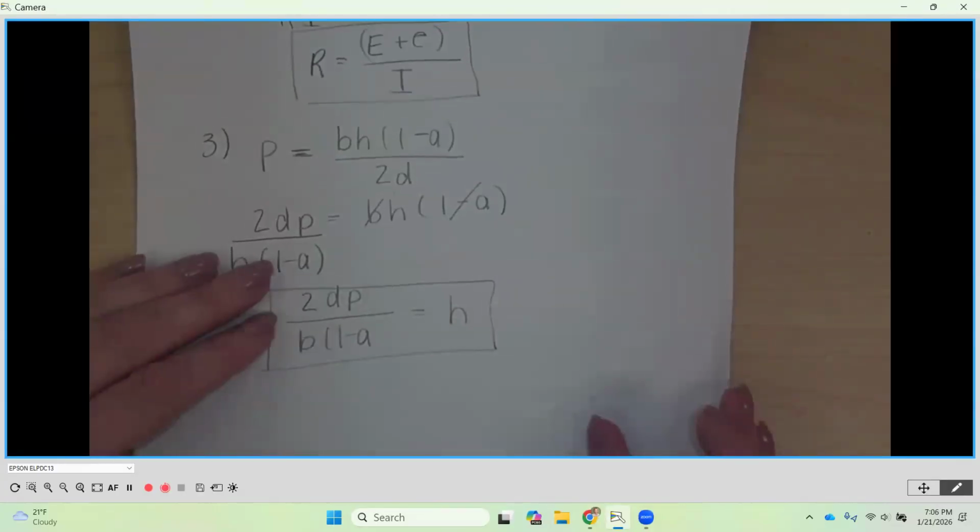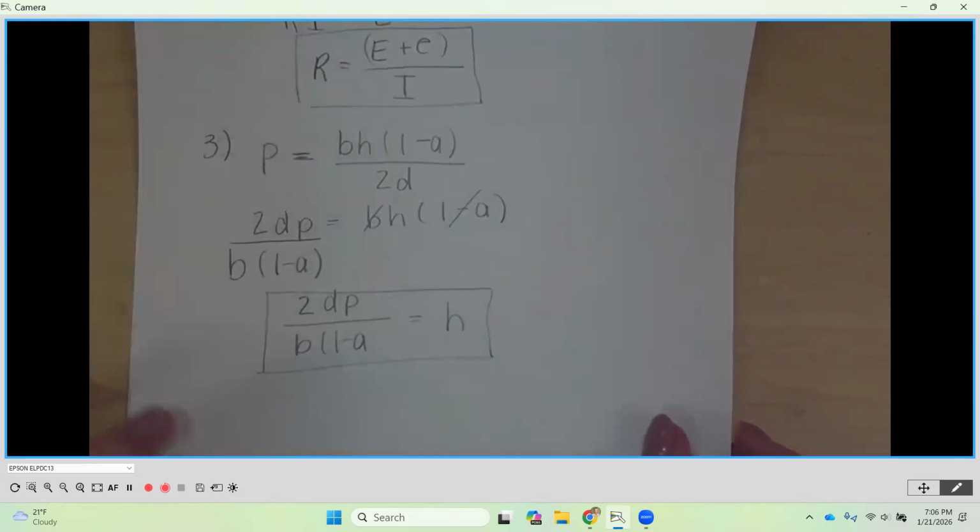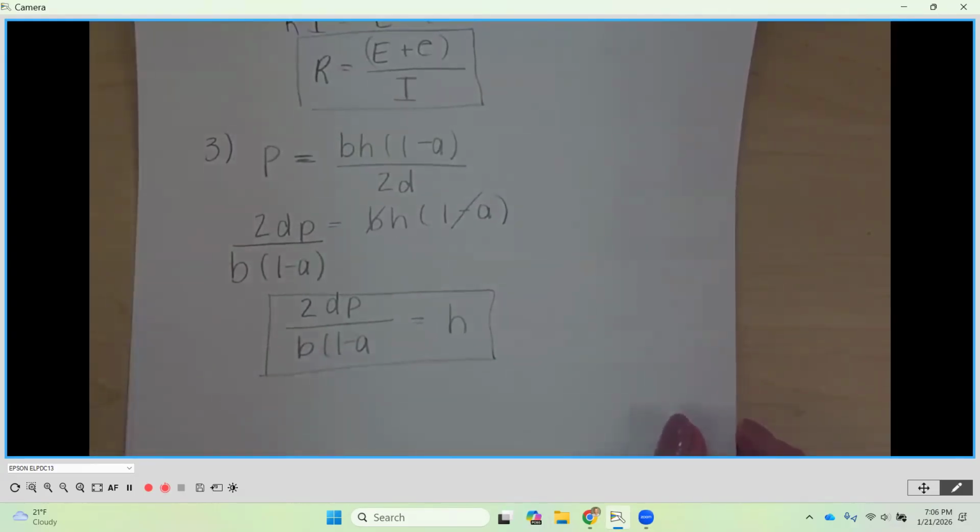All right. Let's do number 4. All right, now I write big. You don't have to write really big, but don't write too small. Make sure I can read it. That's the important thing.